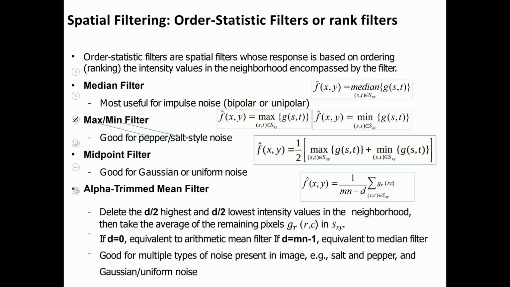Then we also have the midpoint filter. The midpoint filter takes the max in the area plus the min in that area, divided by 2. So it's like giving some midpoint. This is again good for Gaussian noise or uniform noise, because it's a kind of mean type of thing. Not exactly a mean, but it's similar.